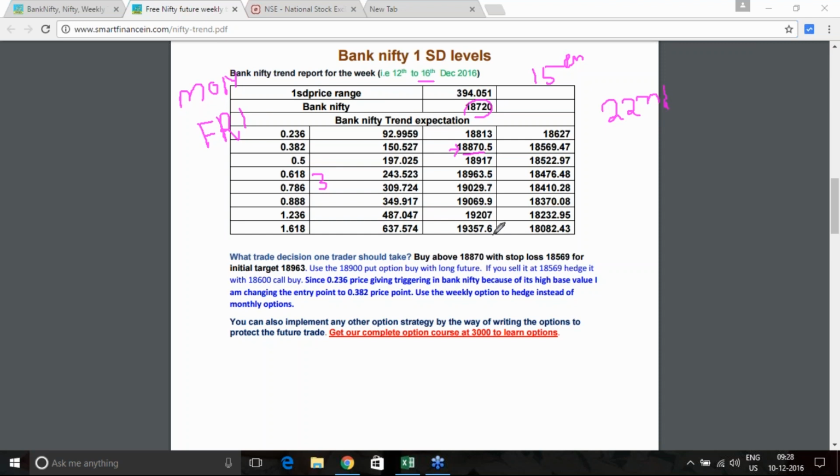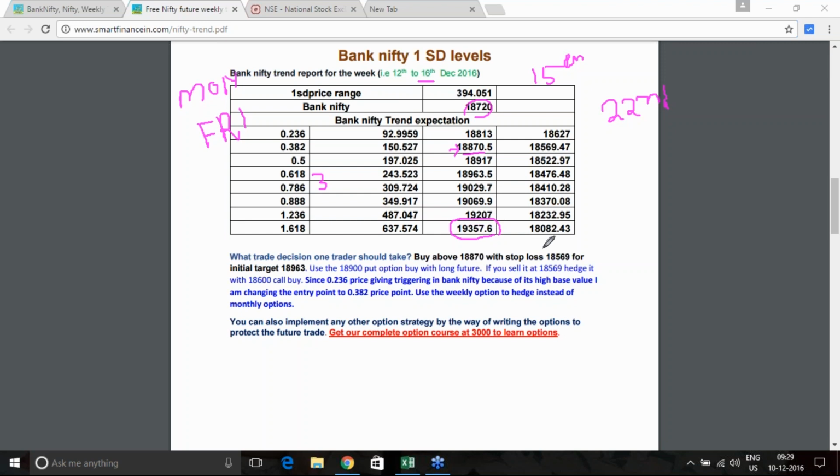Try to sell some options, because the last target is 19,357. You already bought an 18,900 put option, and you have a future long or future buy along with that 18,900 put option. You achieved the second target, say 19,029. At that time, if you are selling some 19,400 call option, then it will be better for you.